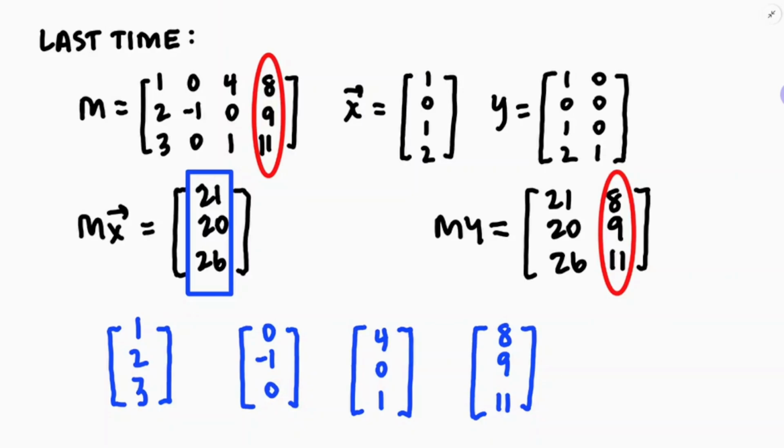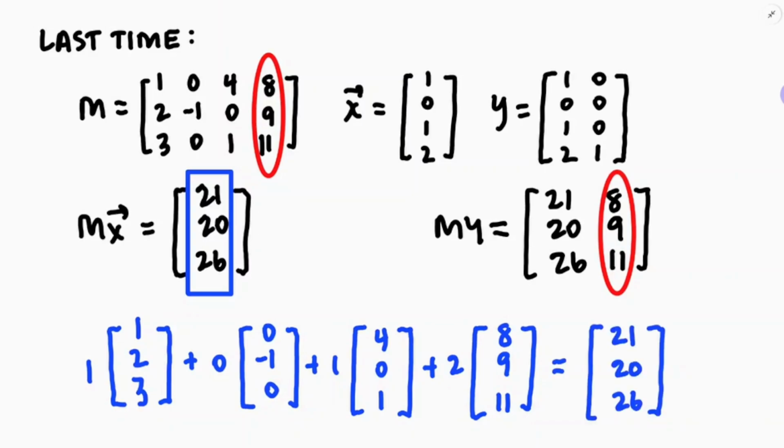When we multiply m times x, which is m times 1, 0, 1, 2, what we're doing is combining 1 of the first column plus 0 of the second column plus 1 of the third column, plus 2 of the fourth column. And if you think about adding all that up, just look at the first component: 1 plus 4 is 5, plus 16, that's 21. If you do it with the other components, you'll see that this is equal to 21, 20, and 26. So we've got something going on here.